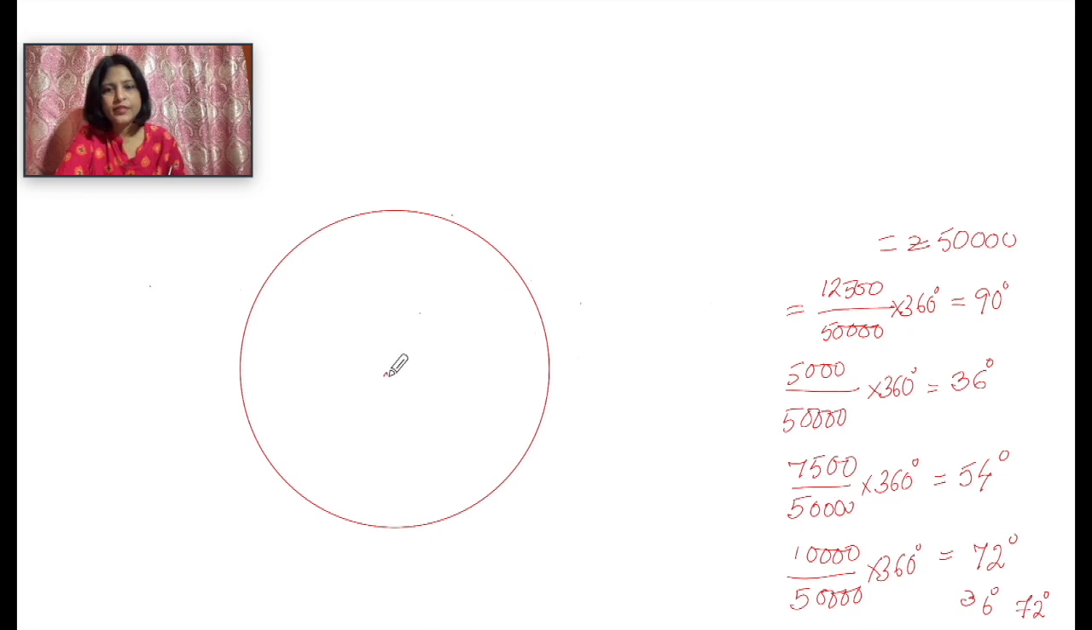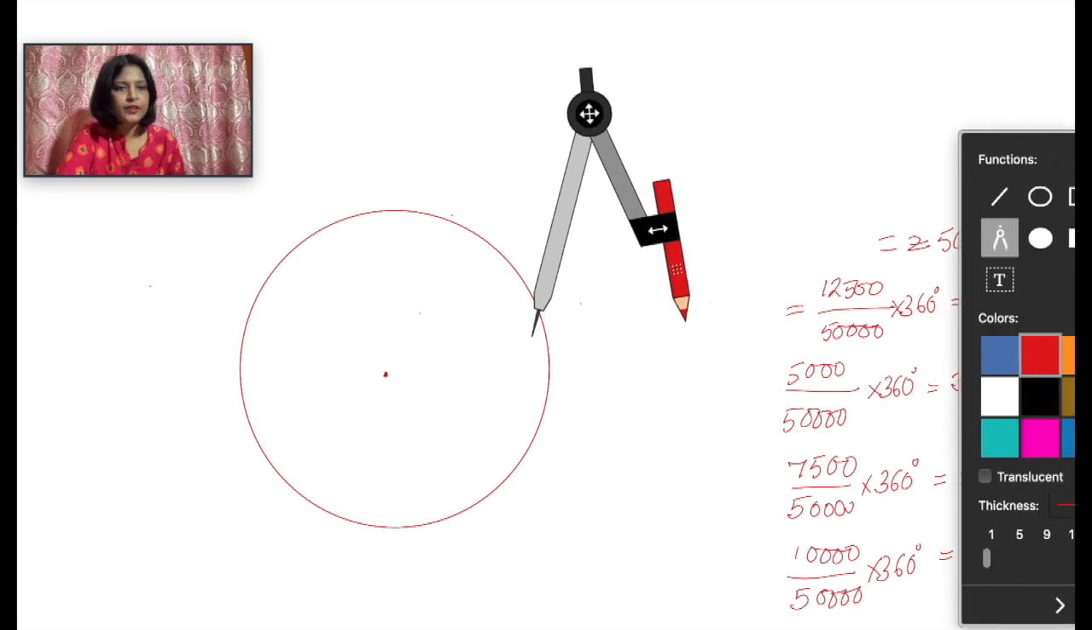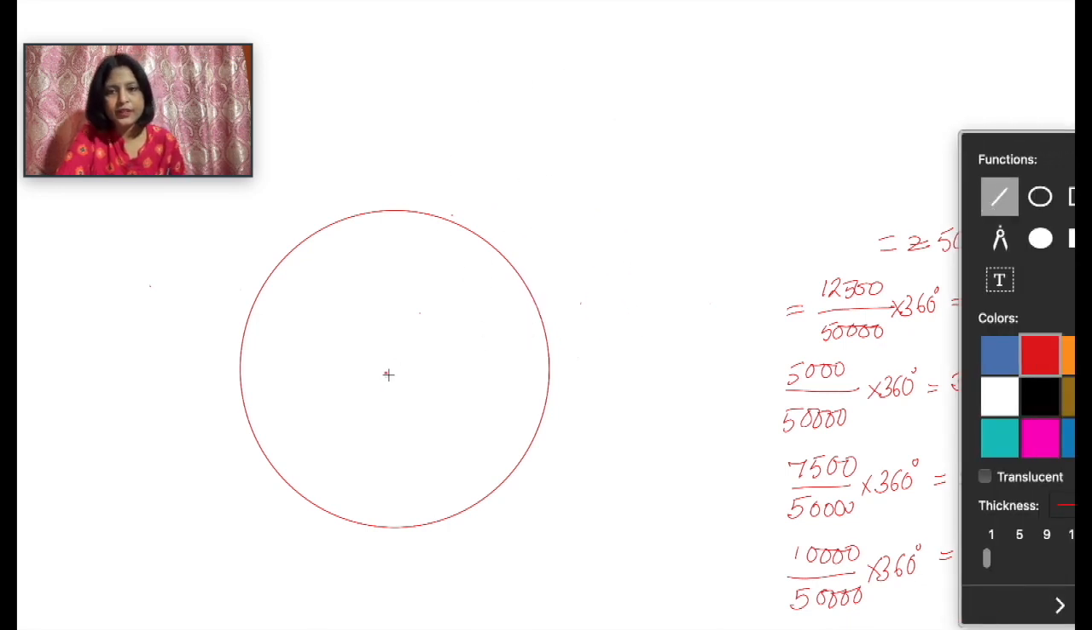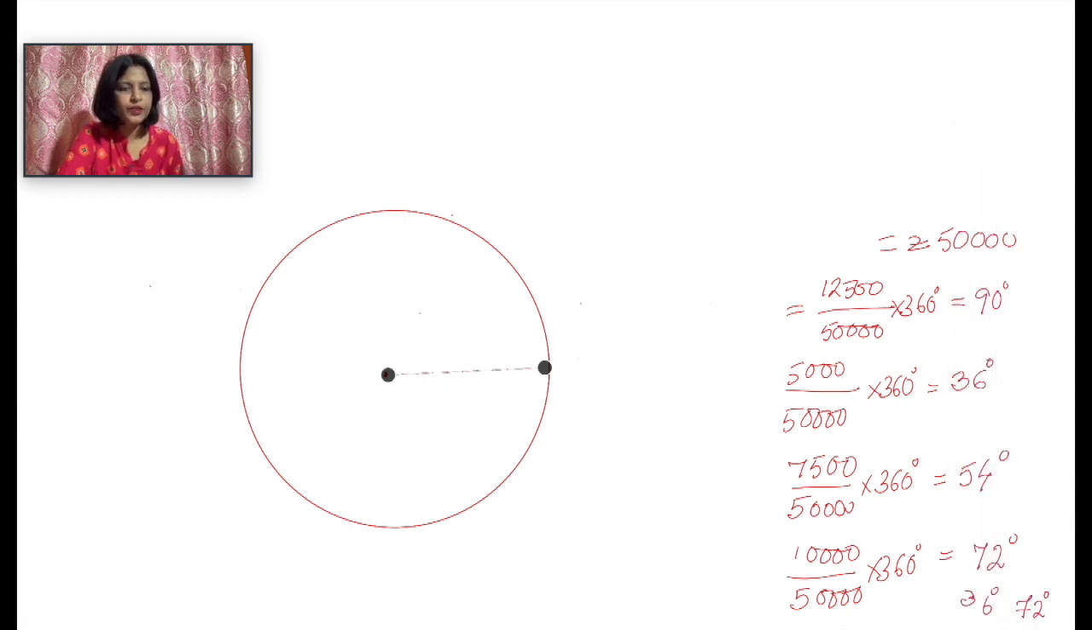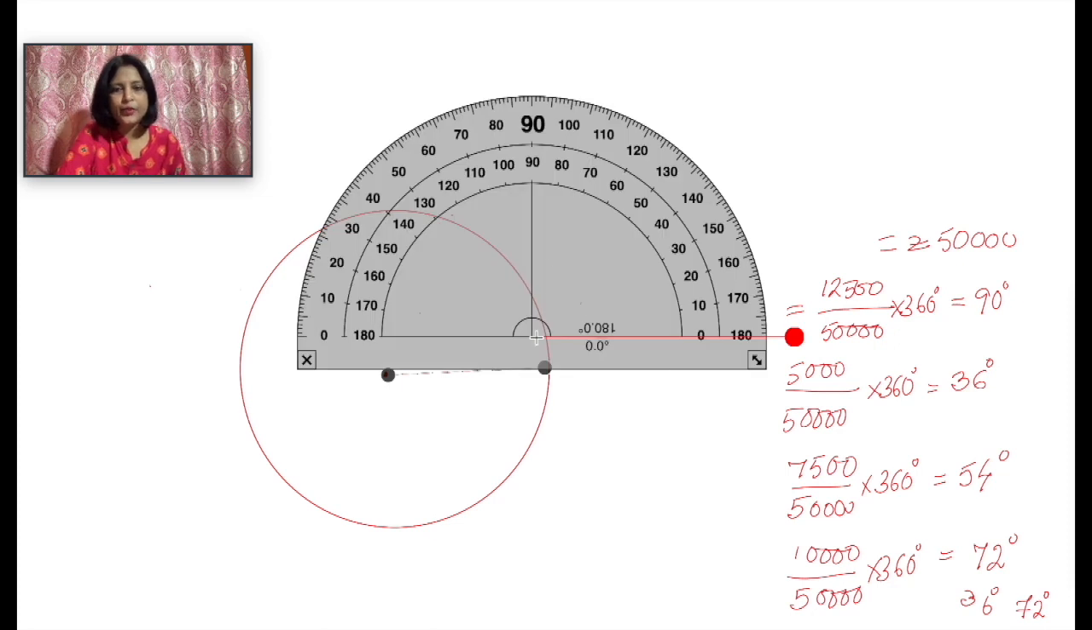So we have the center here, and I am drawing the radius of the circle. Just drawing one radius of the circle so that I can place the protector here. Now when I take the protector, children, you can see this is the center here, right? And this red line will help us to turn the angle through which we need a sector to be made.